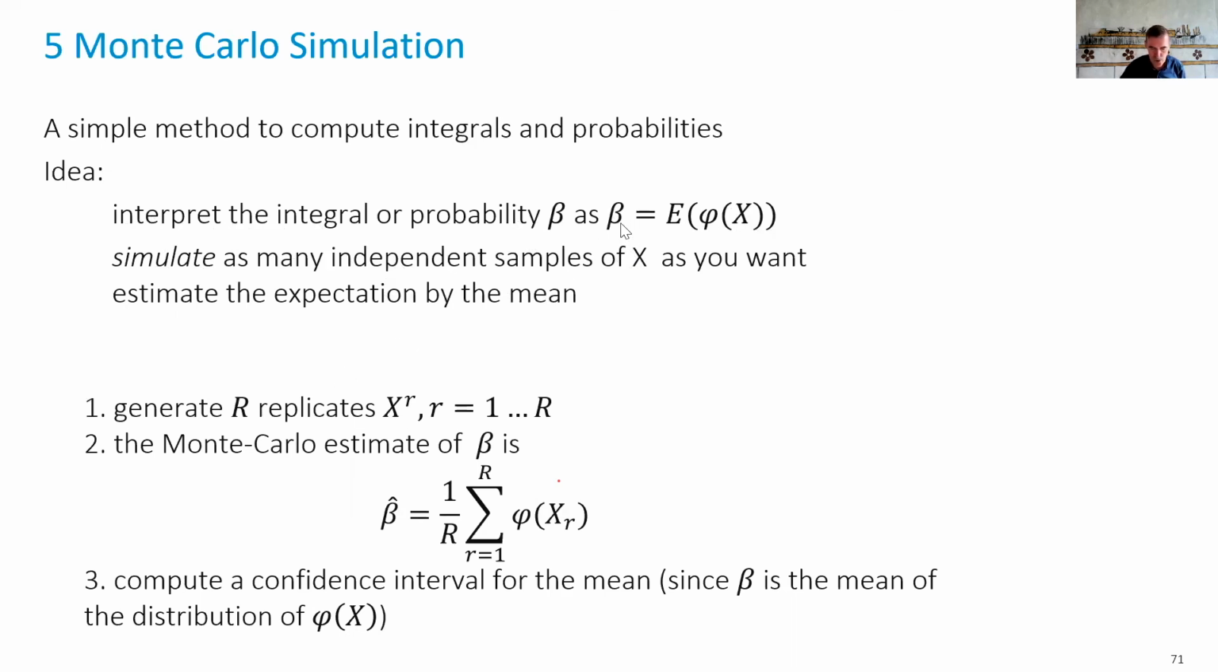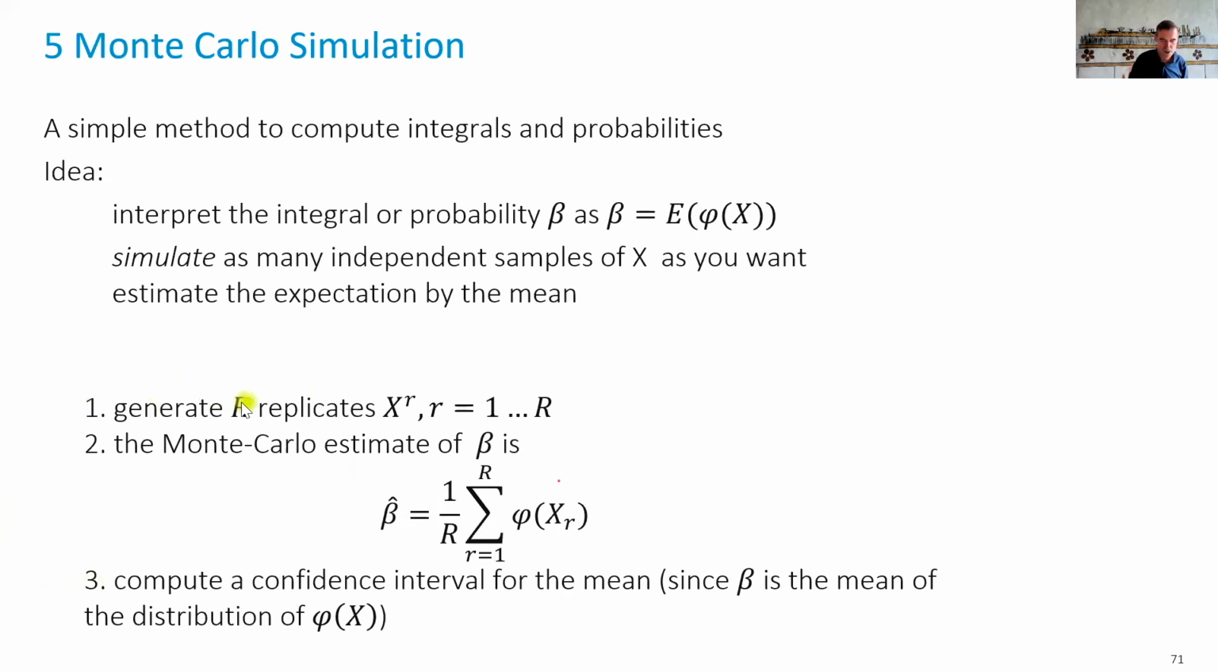Then one way to estimate beta is to do the following. We can interpret beta as the expectation of this quantity, and we can estimate an expectation by estimating the mean. So if I consider phi of x to be a distribution, beta is the mean of phi of x. So if I can produce capital R samples of phi of x, then I can take the mean as given here. So that is the Monte Carlo generic simulation algorithm.